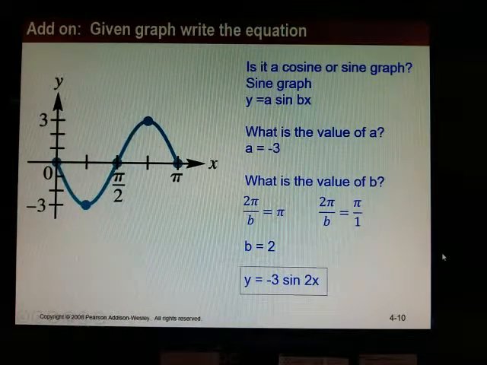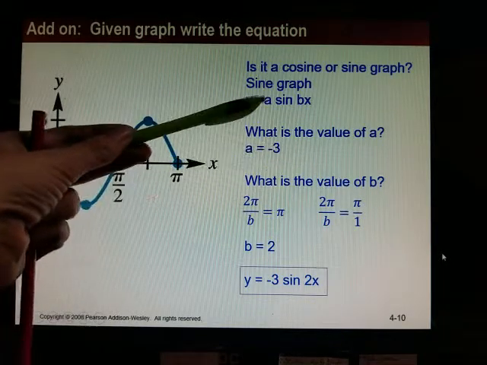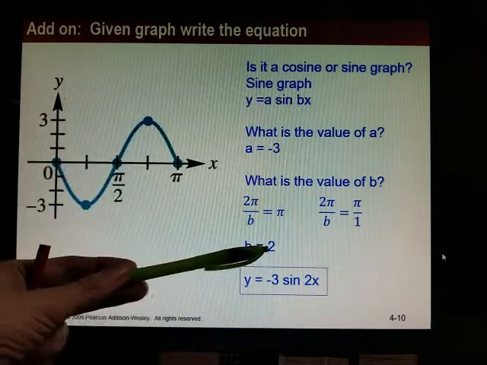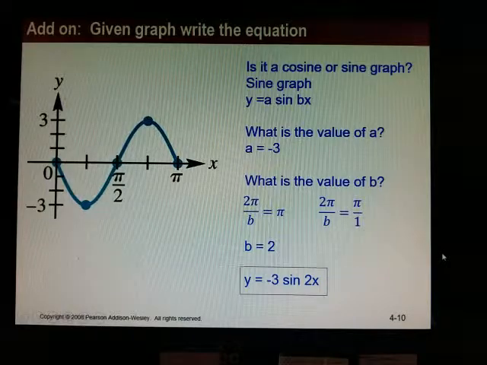So there's my final answer. Again, we found the a to be -3. We found this b to be 2, so we've just plugged those two in.